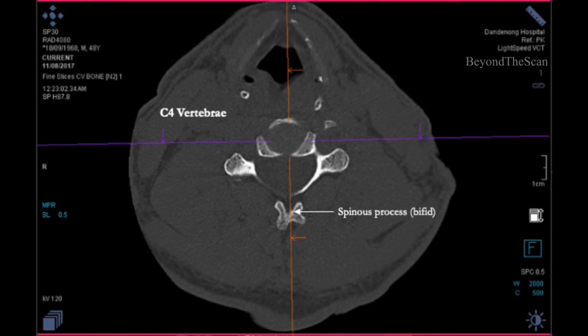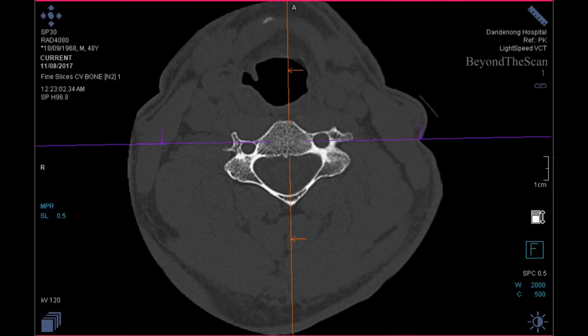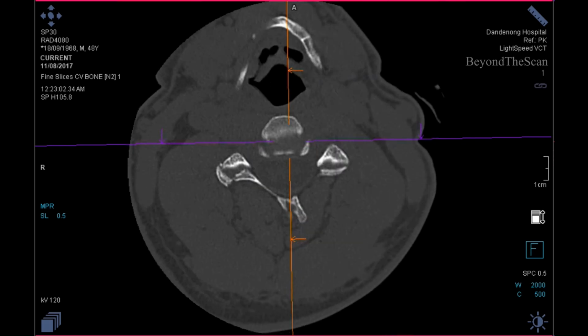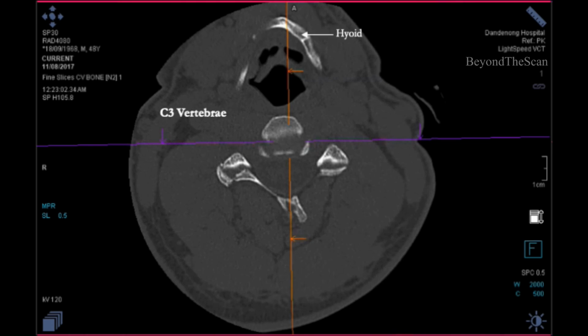Moving superiorly through the slices at the level of C3, we start to see the hyoid bone, which sits anterior to the laryngopharynx. Another soft tissue structure you can appreciate at this level is the epiglottis.